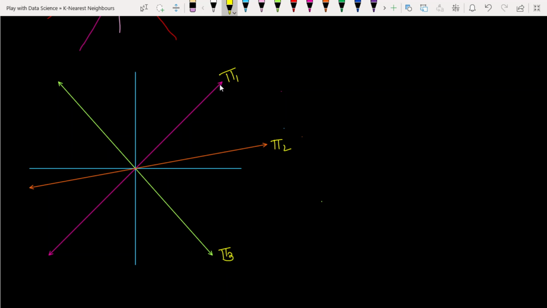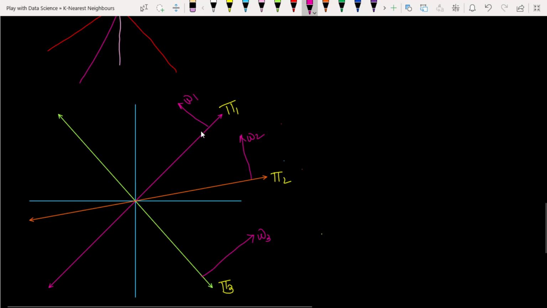The normal of the pi 1 hyperplane, let's take its normal value to be w1. The normal to the second hyperplane is w2, and the normal vector to the third hyperplane is w3. Let's take these as the normal vectors to the hyperplanes. These are the three hyperplanes we have considered.